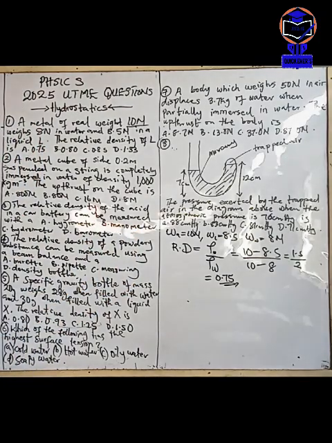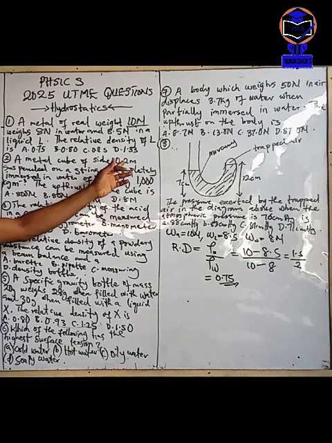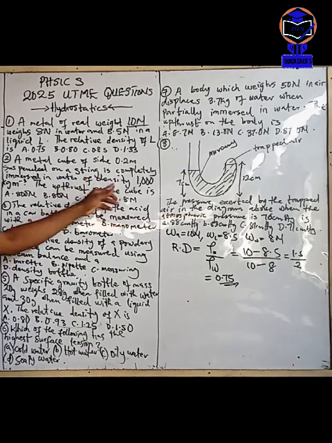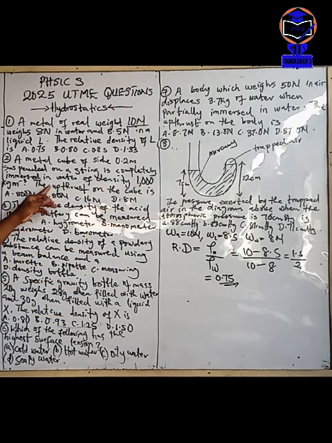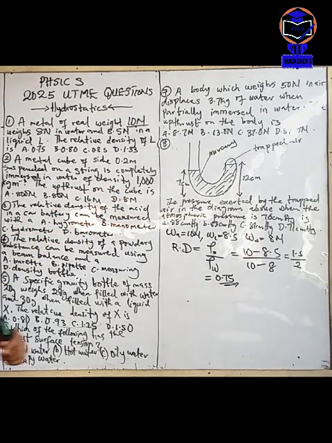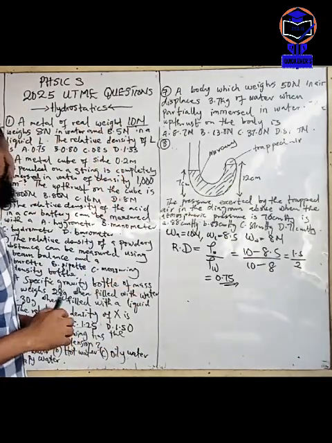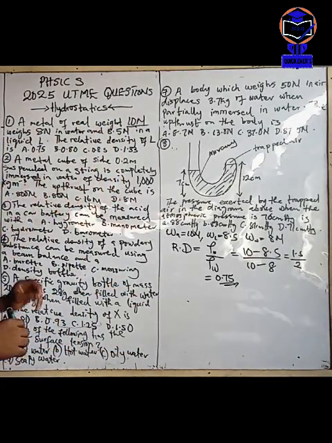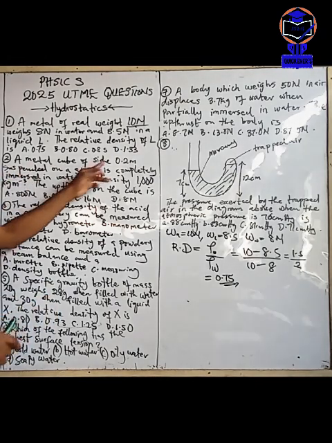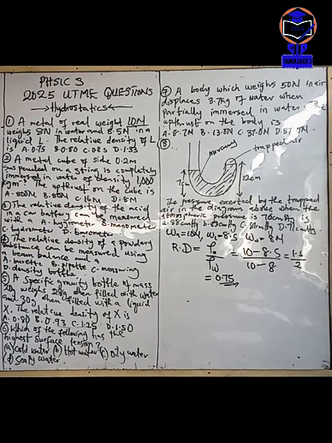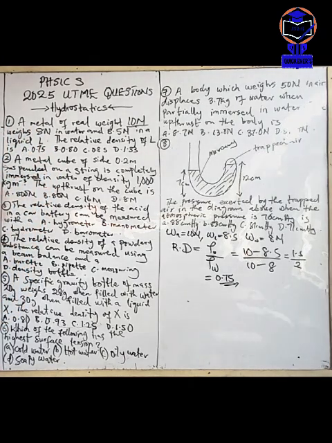So let's try the next question. It says a metal cube of size 0.2 meter suspended on a string is completely immersed in water of density 1000 kilograms per meter cube. The upthrust on the cube is, so we are looking for the upthrust on the cube. Please understand this: the density of the water is given, and you are immersing a cube of size 0.2 meter completely. So what will be the upthrust?